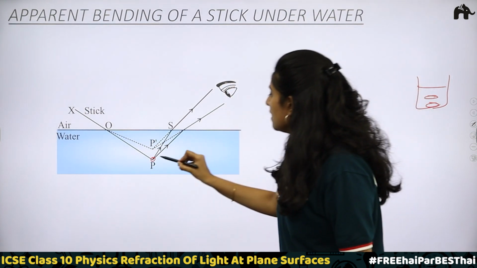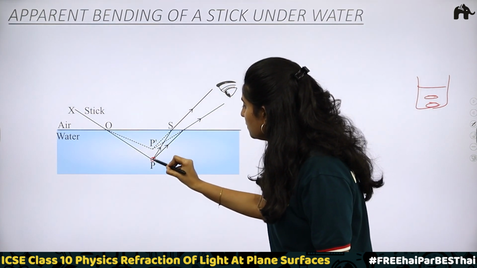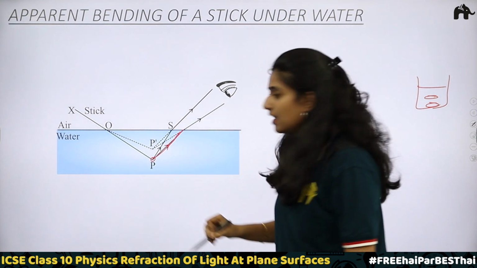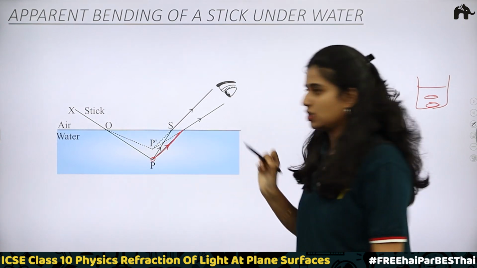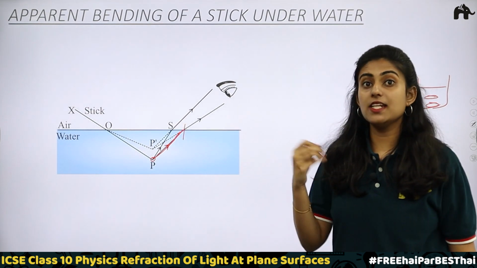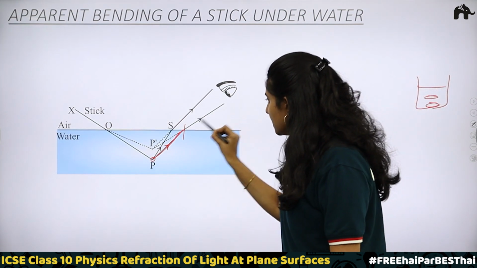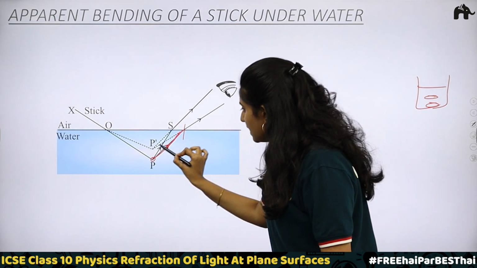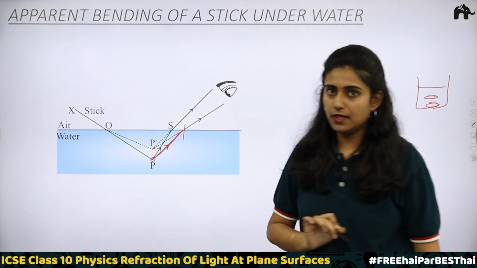Here these are the light rays. This marked line shows the light ray, the incident ray to the surface of separation. What happens to this light ray? Here we have the normal, and it bends away from the normal. When it bends away from the normal, you get the refracted ray. When the refracted ray is extended, you get this new point P dash.